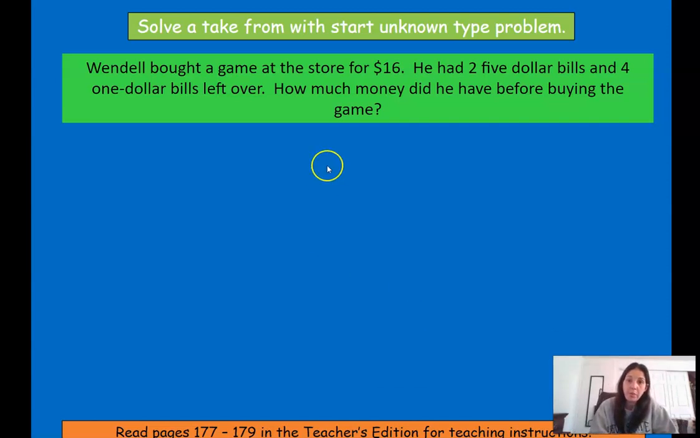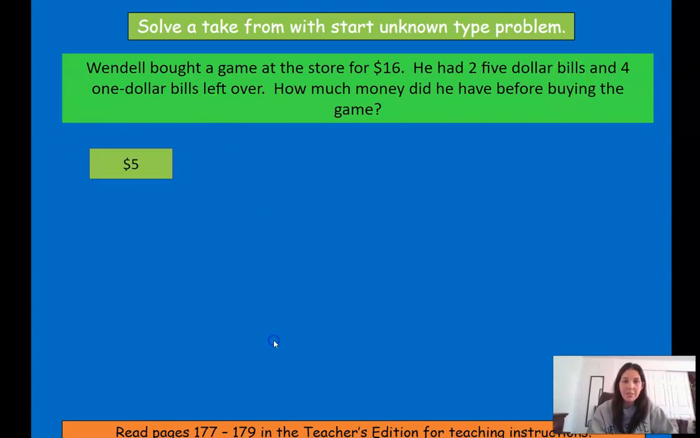So he went to the store. We don't know how much money he started with. That's what we're trying to figure out. How much did he start with? We don't know yet. But we know that he bought a game for $16. So he had at least $16 because he spent that on the game. And after he bought that game for $16, he had 2 $5 bills and 4 $1 bills left over.